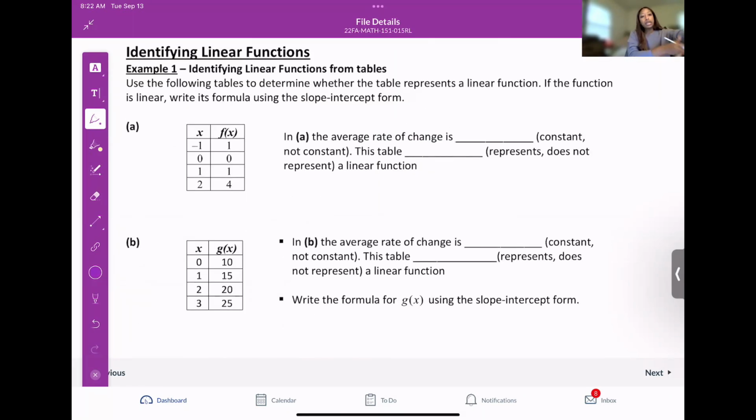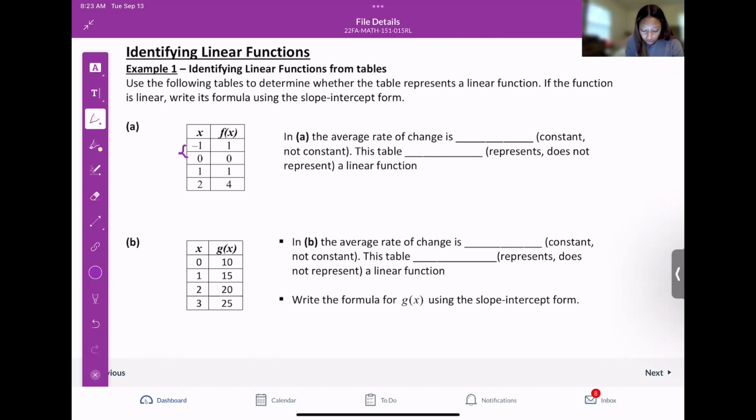So in example 1 here, we're going to practice identifying whether or not we have a linear function from a table, okay? We have a linear function if we look at any 2 ordered pairs, or any 2 points, and the change in y over the change in x is the same, okay? So use the following table to determine whether the table represents a linear function. If the function is linear, write its formula using the slope-intercept form.